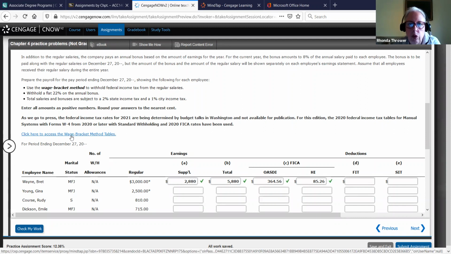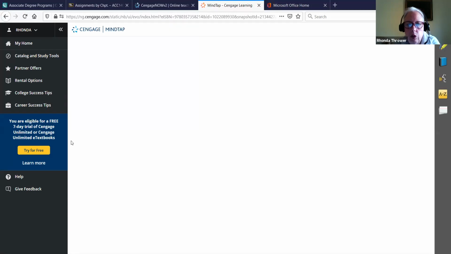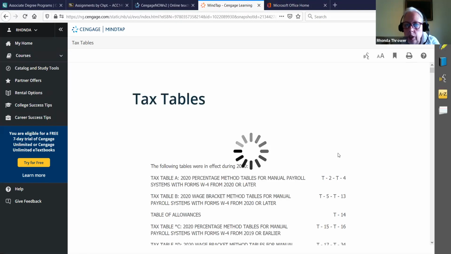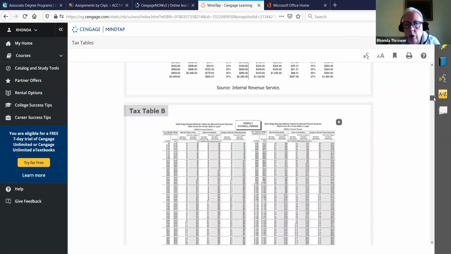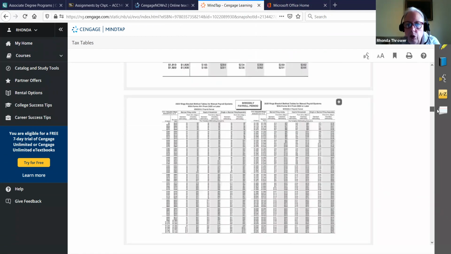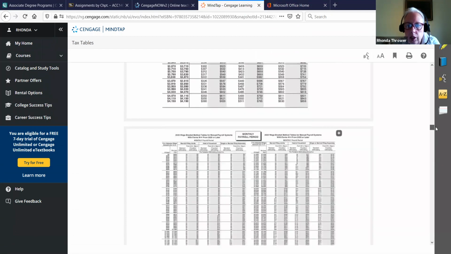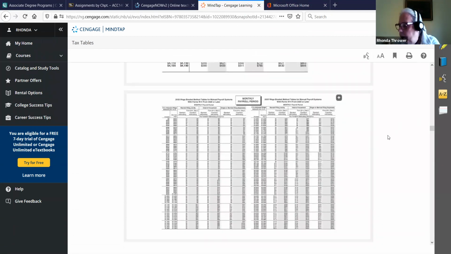So I'm going to go to my wage bracket method. I probably could have just clicked up there and looked at it, but that's what you'd have to do. You'd have to figure out where the tax table is. It's the wage bracket method. Now we're going to find monthly, so make sure you look up the monthly payroll period. Just keep scrolling till you get there. Here's the monthly payroll period, and the amount per month is $3,000.